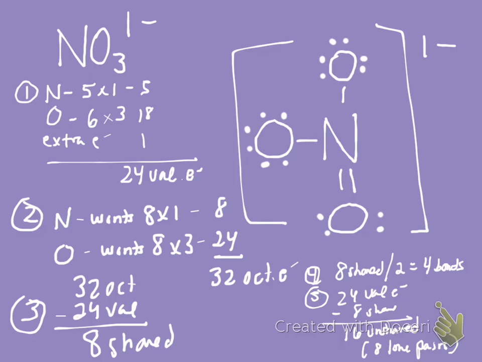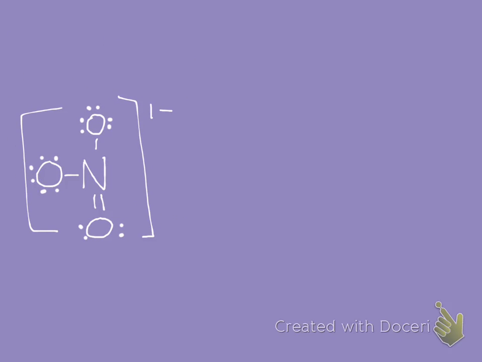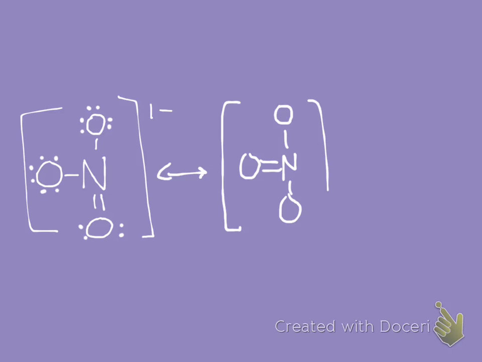So I'm going to copy this to the next slide. I'm going to shrink it a little bit. Because there are 3 locations that that double bond can appear in, we have to show it in every single possible location. So we're going to do our double-headed arrow. Okay, are we done? 1 more to go.